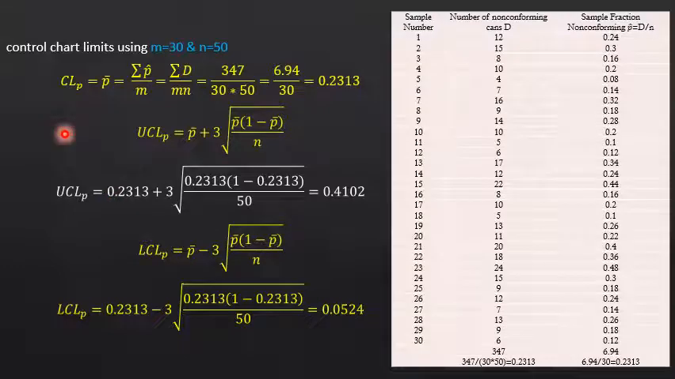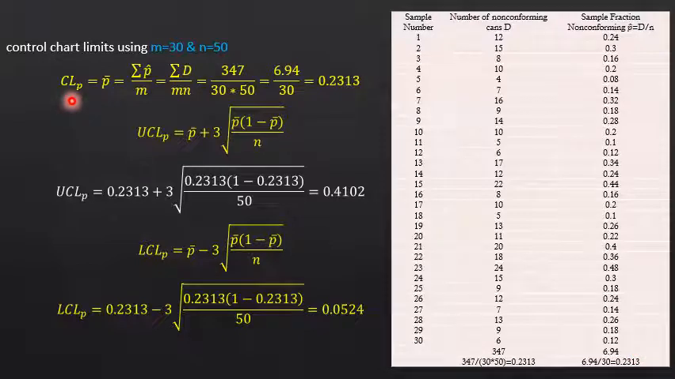So to establish a control chart for 30 samples of n equal to 50 cans, each selected at half hour intervals over a 3 shift period in which the machine was in continuous operation, the data are shown in this table. Here we can see that summation D is equal to 347, and P cap is equal to D by n, and summation P cap is equal to 6.94.